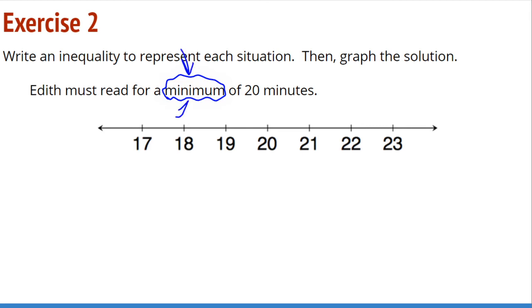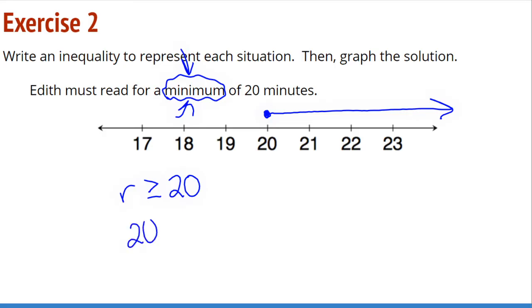Minimum of 20 minutes. So as I think about that on my graph, she could read 20 minutes and she could be okay. And she could read anything more than 20 minutes and she could be okay. So Edith's reading must be greater than or equal to 20 minutes. Or I could say that 20 minutes is less than or equal to the amount of reading that Edith must do.